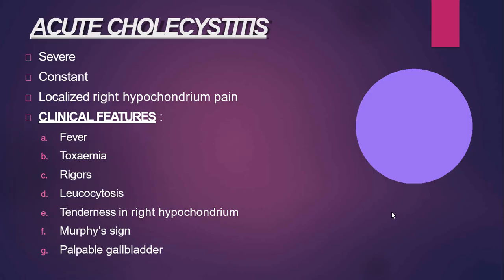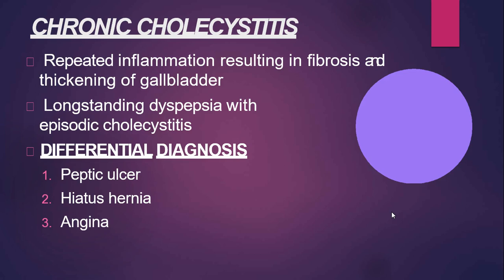When you ask the patient to take a deep breath and press at the tip of the ninth costal cartilage, the patient will catch their breath at the peak of inspiration. Mostly Murphy sign is an indication of chronic cholecystitis. In acute cholecystitis, the patient is already tender in the right hypochondrium, so if you try to perform Murphy sign in acute cholecystitis, the patient will cry. So don't do that. Repeated inflammation results in fibrosis and thickening of the gallbladder, and long-standing dyspepsia with episodic cholecystitis.